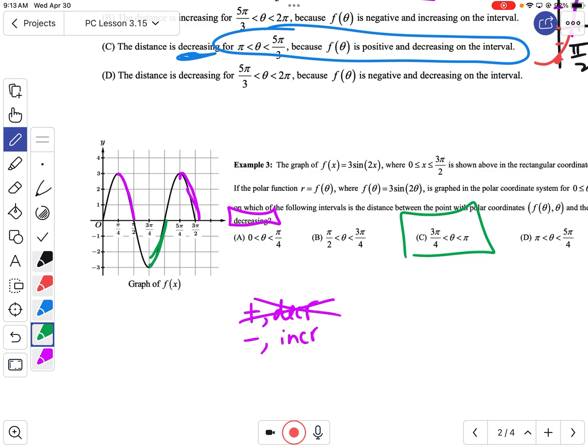Okay, so just remember, you got it. In order for distance to decrease, you have to have opposite descriptors. Okay. What questions do you have about that?